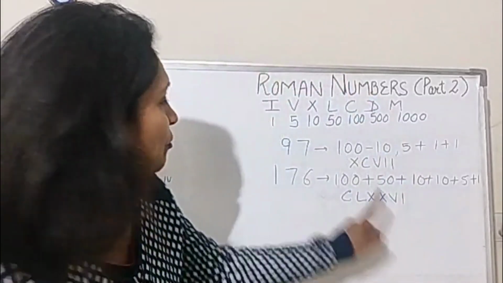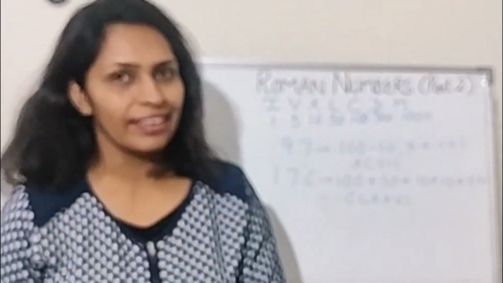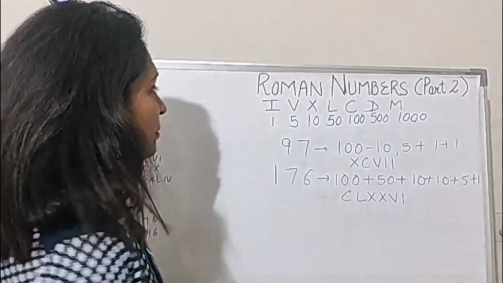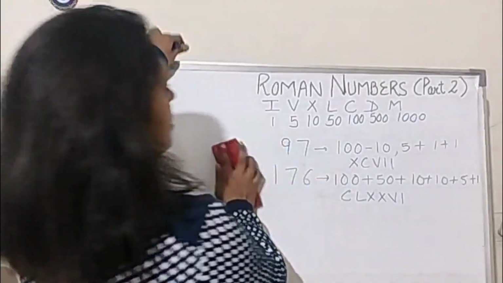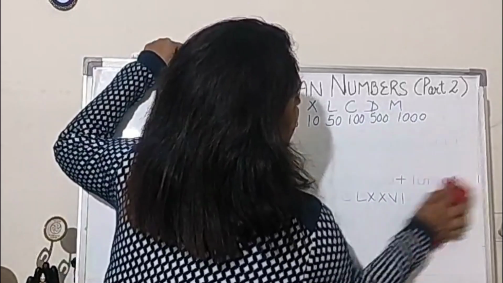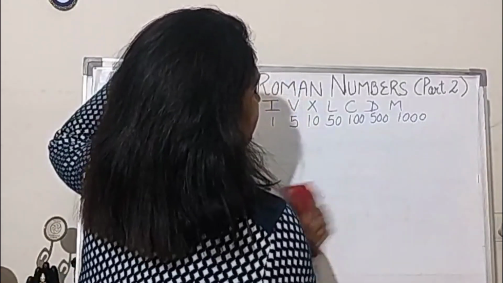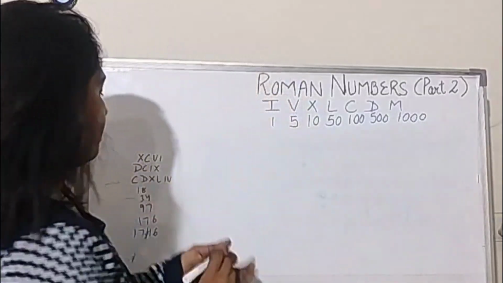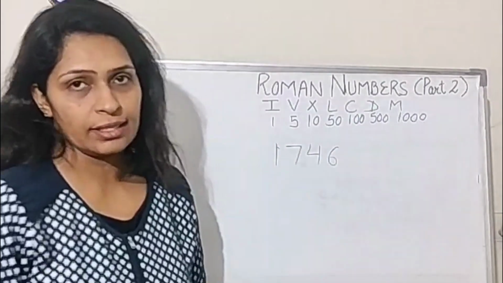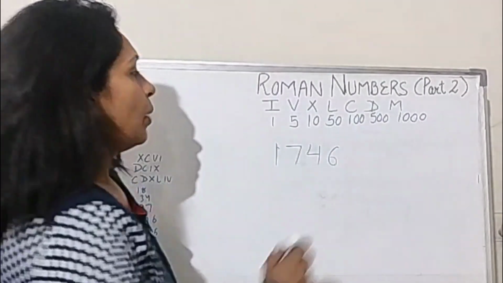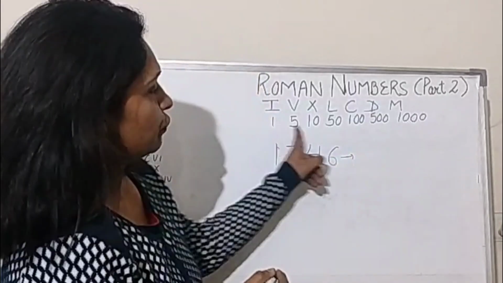So all of those who have got this answer, well done. You are on the track now. Now let's increase the number a bit. This would be a real challenge for you all. Now the number is 1746. Okay, so how we can write as a combination of these numbers?